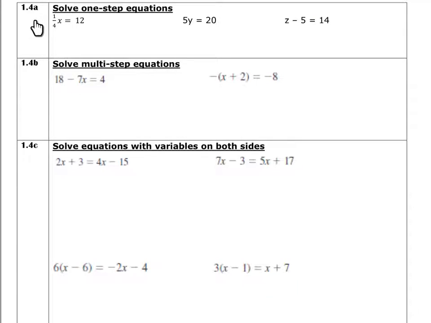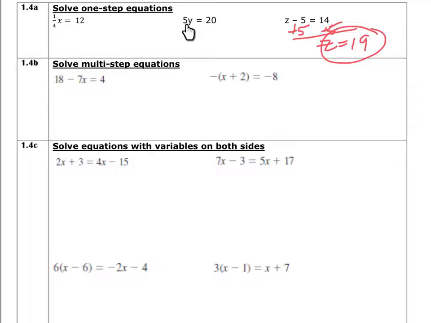Learning Objective 1.4a is solve one-step equations. Here we have 3 different problems. Let's do this one first. All you need to remember to solve equations is whenever you cross over the equal sign, to move a number, always do the inverse of the original operation. So if you have subtraction, the inverse of that is adding. So to get z by itself, I want to move the minus 5 by adding 5 to both sides. And when you do that, you're going to get z is equal to 19.